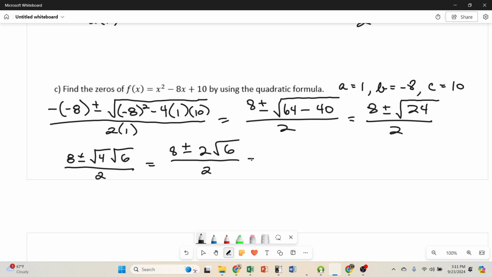2 goes into 8 4 times. 4 plus or minus. 2 goes into 2 once, the square root of 6. That's your answer. So it'd be 4 plus the square root of 6, 4 minus the square root of 6.